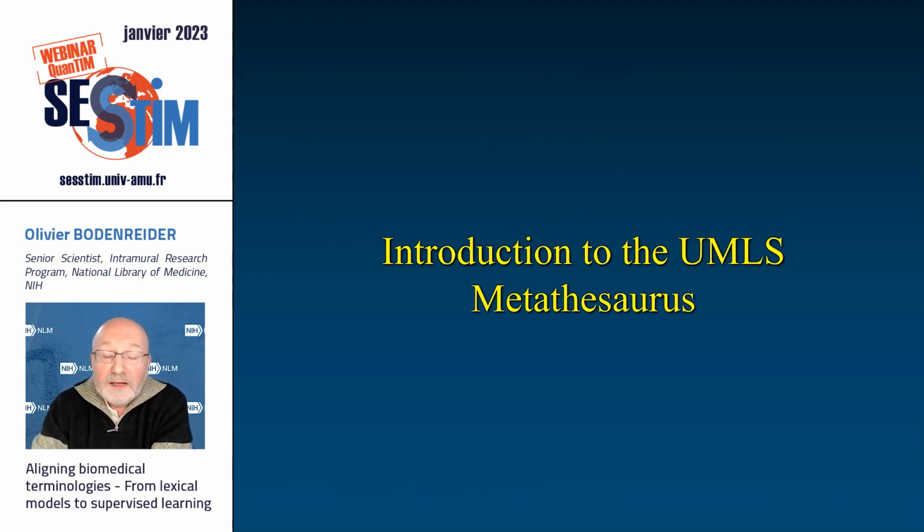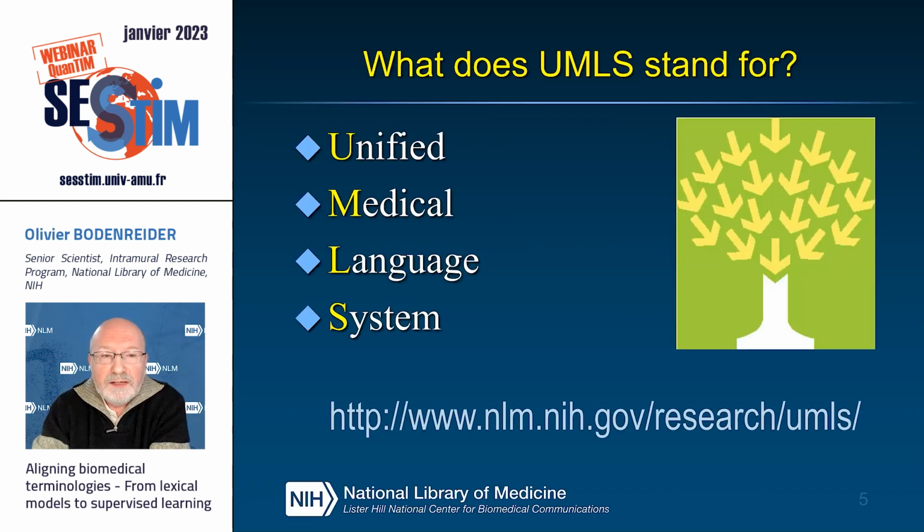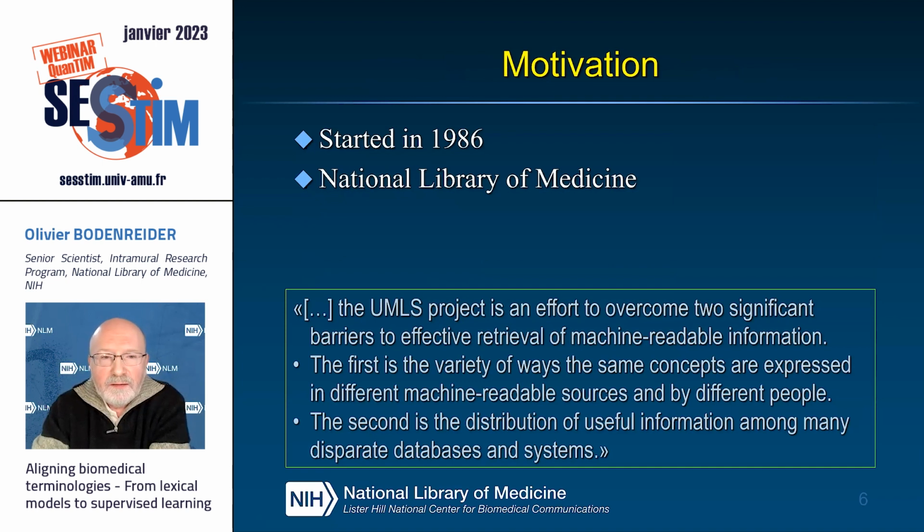So a little bit of introduction. That's a very, very brief introduction to the UMLS Metathesaurus. UMLS means Unified Medical Language System, which suggests that there's such a thing as medical language, that it requires unification, and that doing so will take a system. If you want to know more, the UMLS is publicly available. You need a free license, a no-cost license, but it is publicly available, and you can check it out there. The UMLS started in 1986 at the National Library of Medicine.